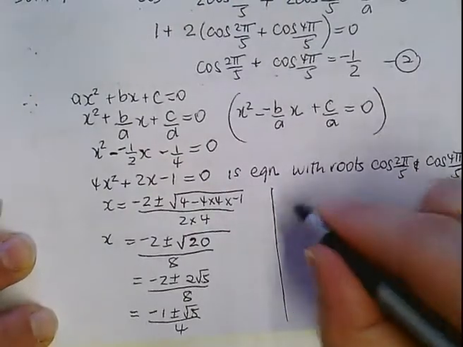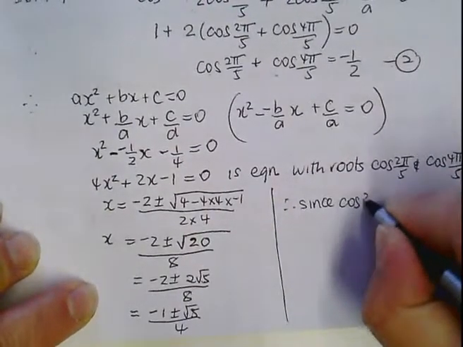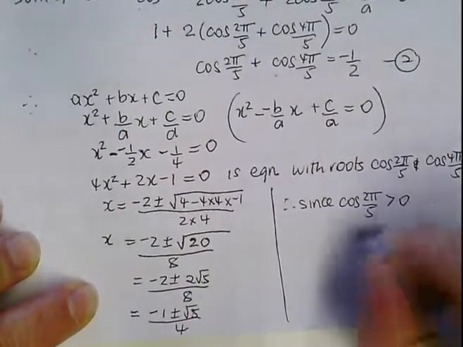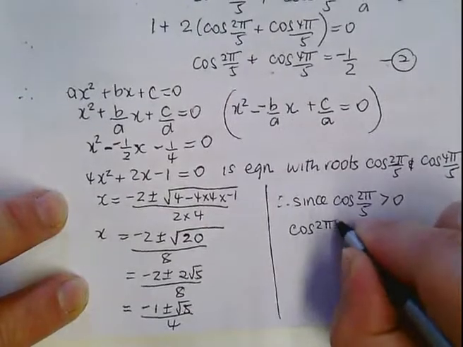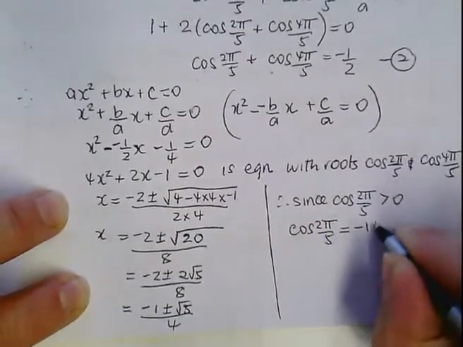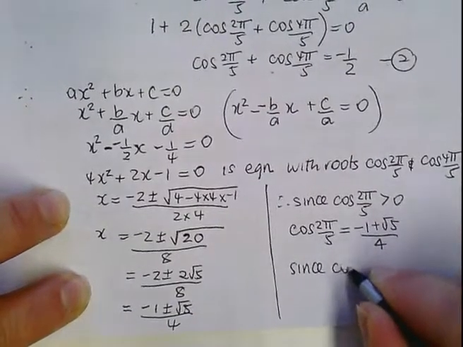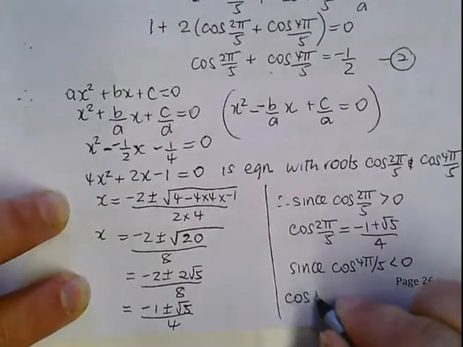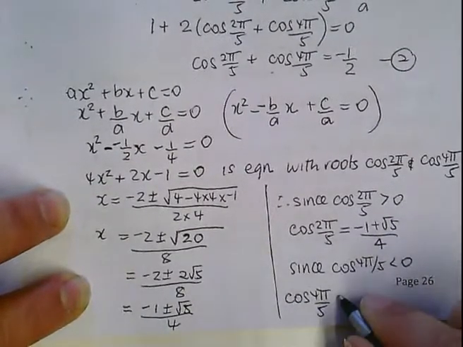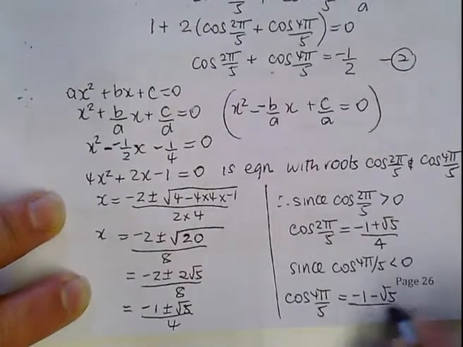So therefore, since the cos of 2π on 5 is positive, we know that cos of 2π on 5 will equal negative 1 plus root 5 on 4. And also, since the cos of 4π on 5 is negative, we know that cos of 4π on 5 will equal negative 1 minus root 5 over 4.